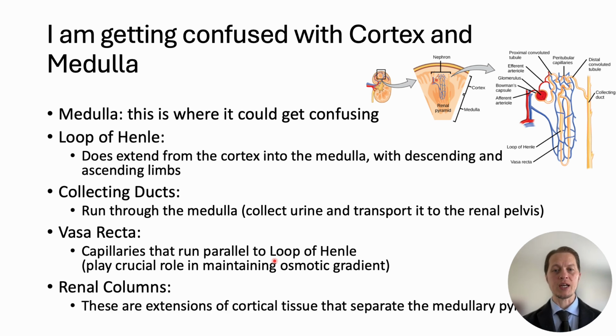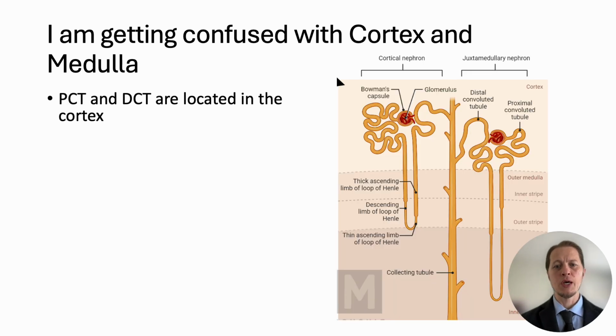And then finally, the renal columns. That's another area that switches from microscopic to macroscopic. Between these renal pyramids, we have renal columns, which are, yes, indeed, extensions of cortical tissue that separate those pyramids.